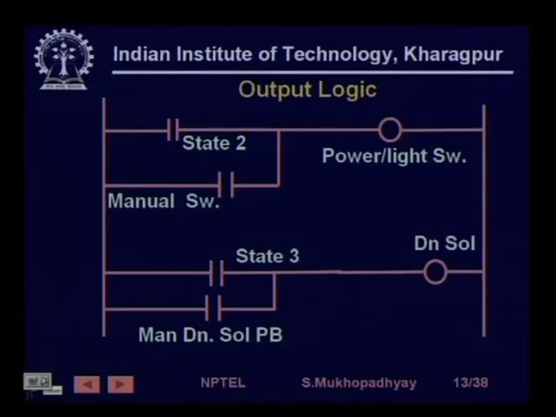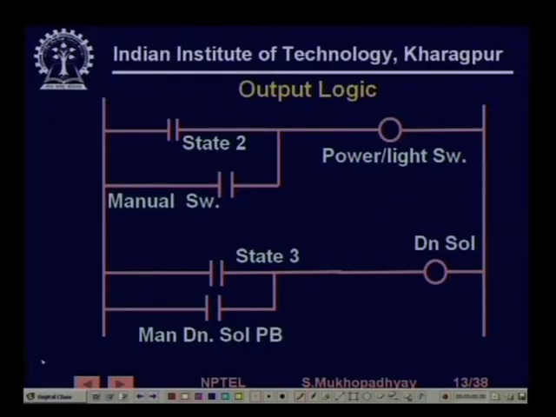Okay. So, next we will have the output coil, the output logic. Output logic is very simple, especially in this case. It says that if you are in state 2, then the power light switch should be on, as we have given in our output table.